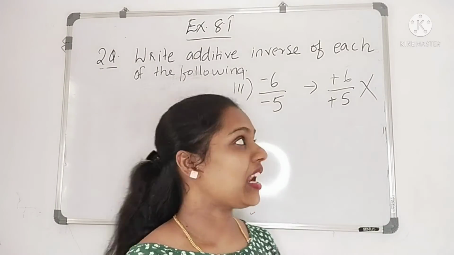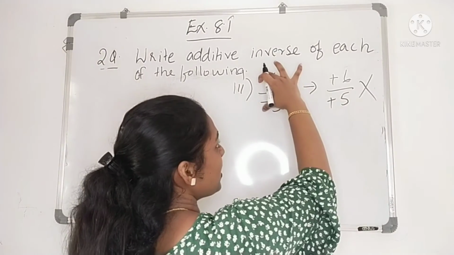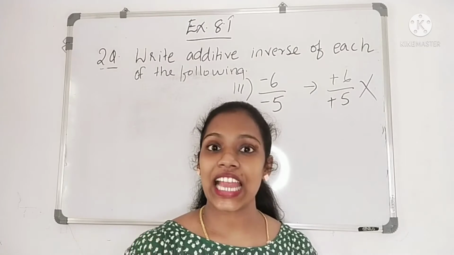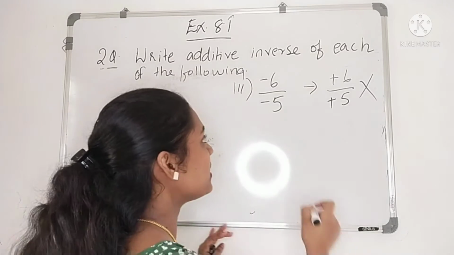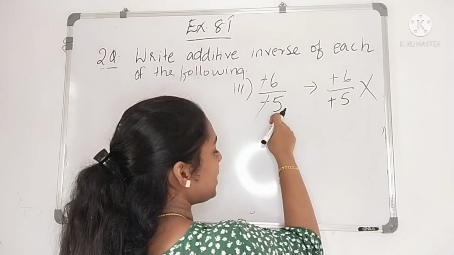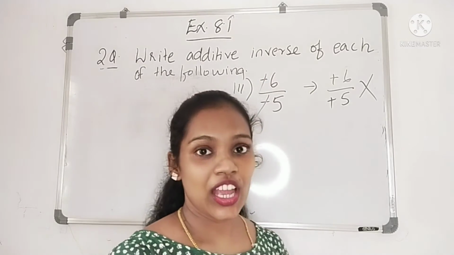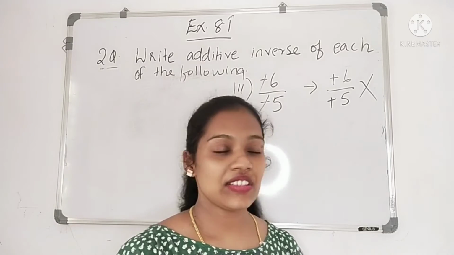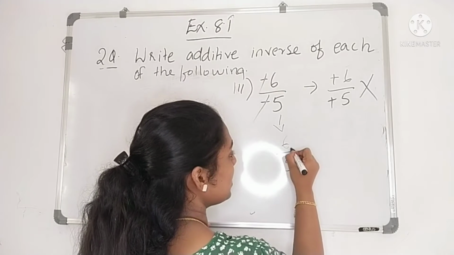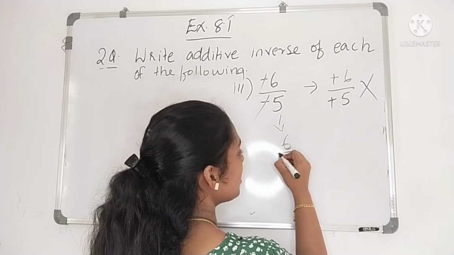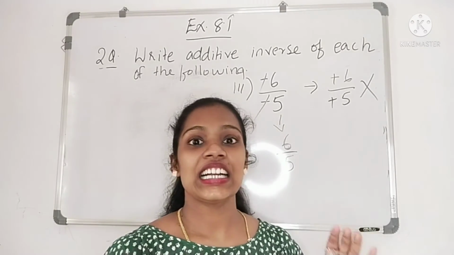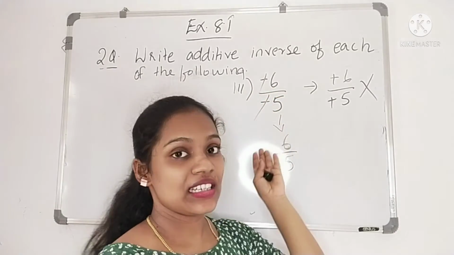What you have to do here is that if you have a negative sign in both numerator and denominator, then you can cancel those negative signs. That means I can cancel this, because both numerator and denominator have a negative sign. So finally your question will become 6 by 5. Understood? So this is your question because we have cancelled the sign in both numerator and denominator.